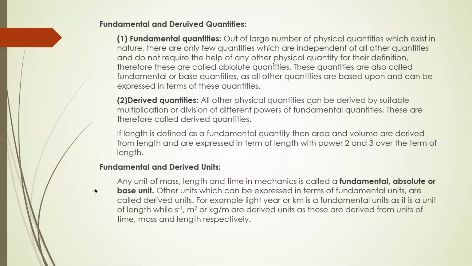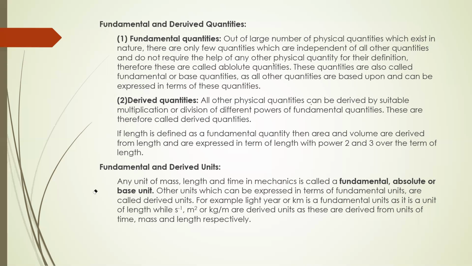You can take one example of division also: acceleration is equal to rate of change of velocity. So these are two physical quantities in division. Such quantities are called derived quantities. Or in simple words, we can say that the quantities which are depending on the fundamental quantities are called derived quantities. So if length is defined as a fundamental quantity, then area and volume are derived from length and are expressed in terms of length with the power 2 and 3.